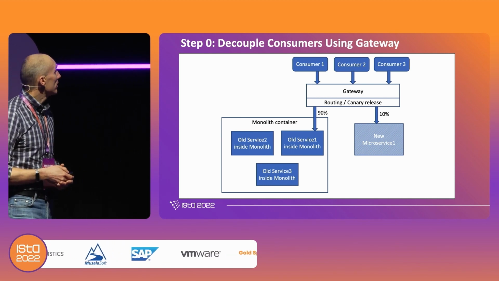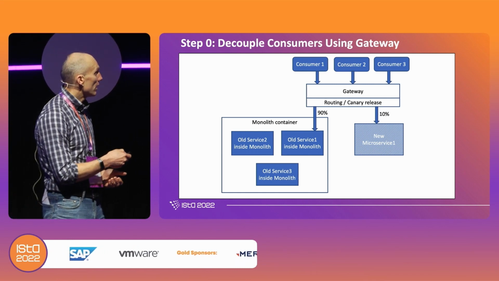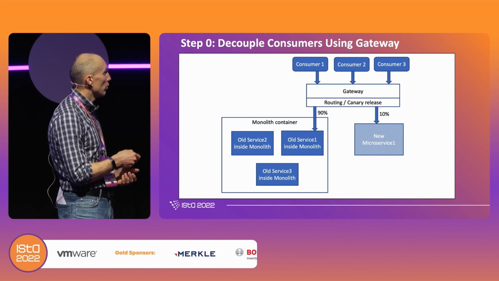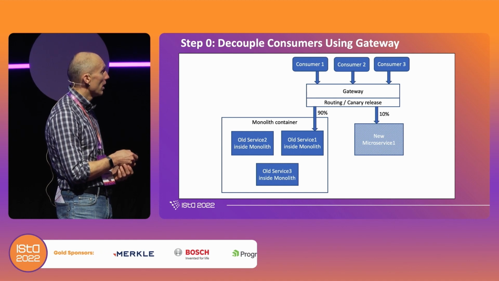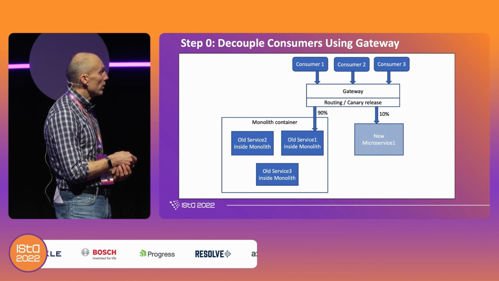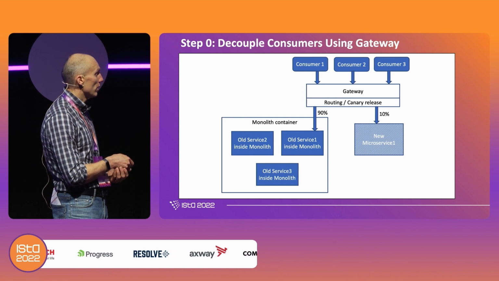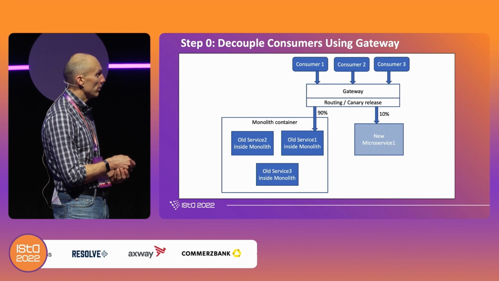And the first step, I say step 0, what is very important, is to abstract the consumers from the container. So consumers will talk not directly to the REST API of the container, but we put a component in between, named gateway, that has the flexibility to redirect a request either to the old monolith system or to the new microservices.